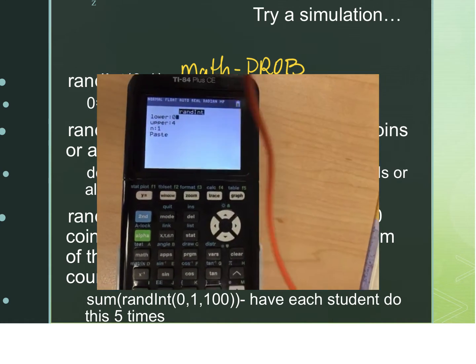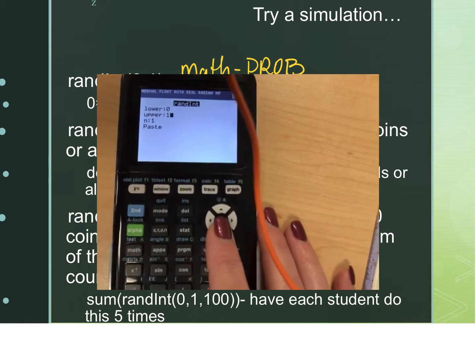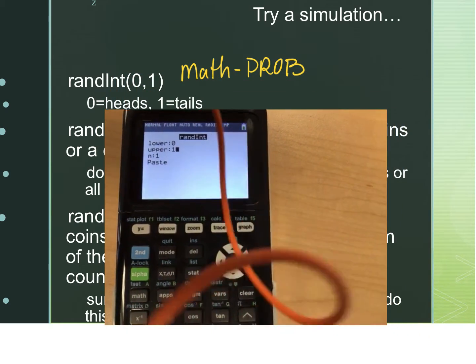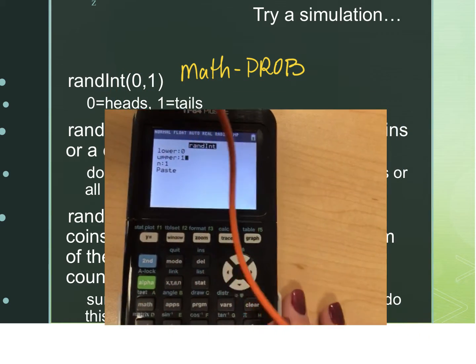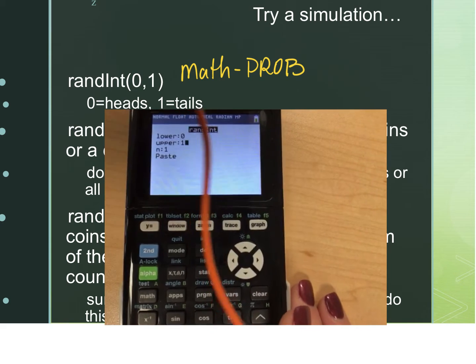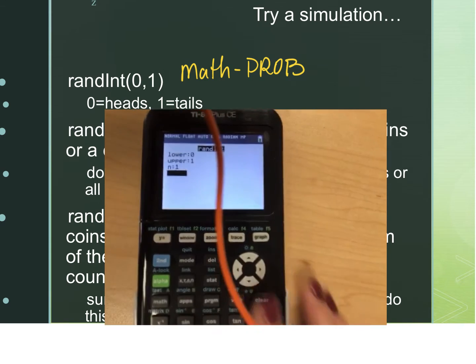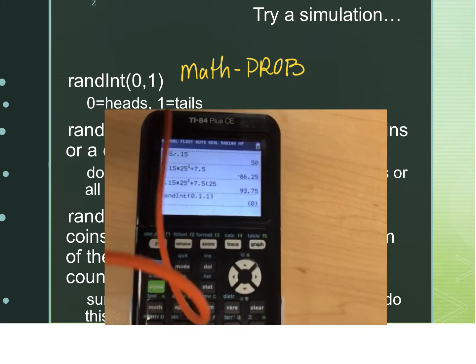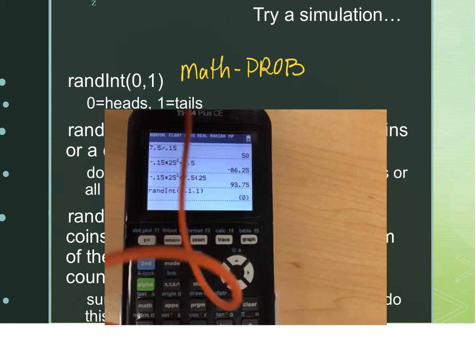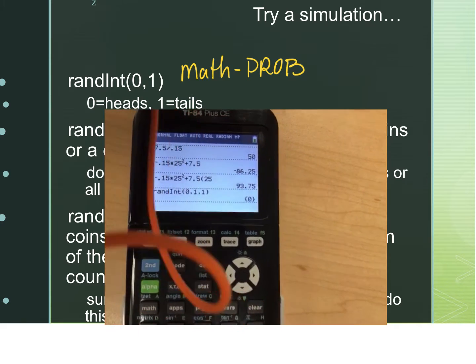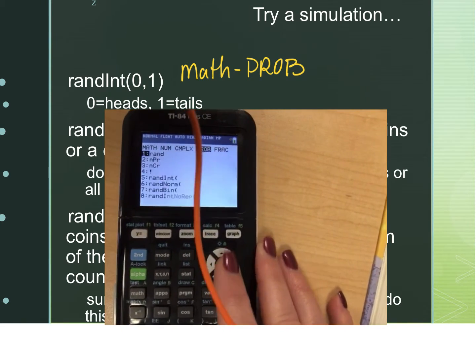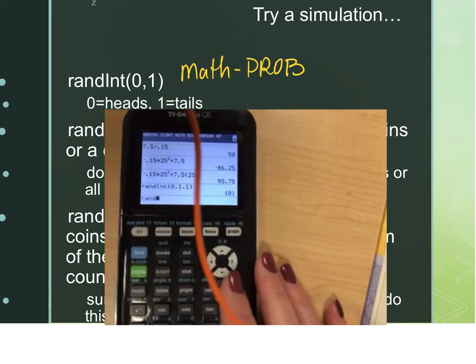So I'm going to do randint 0, 1, and we're going to let 0 be heads and 1 be tails. Okay. And we're going to paste. And I'm going to hit enter, and I got 0. That means I got what? It was just 0 and 1. The one I left is 1.